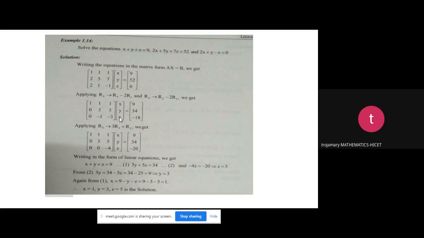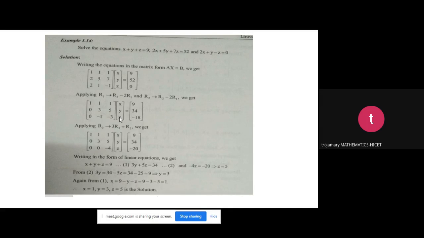Again, you have to reduce this minus 1 to 0. So again, apply the row operation using R2. First the simplification using R1, the first row, but after that you have to use the second row, R2. Then R3 will become 3R3 plus R2. We get the resultant matrix as 1, 1, 1, 9, 0, 3, 5, 34, 0, 0, minus 4, minus 20. So this is an upper triangular matrix, right? From this, directly you can equate it: minus 4z is equal to minus 20.